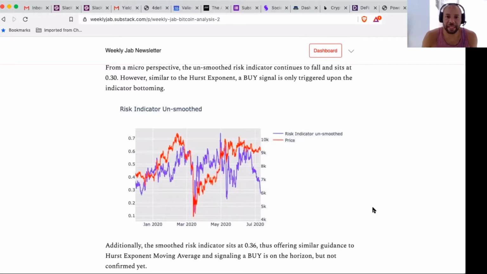Thus, yes, it is getting into a frame where a buy signal is looking more and more likely on the horizon, but we're not there. We're not there yet. We need it to bottom. We need it to stop declining and then ultimately begin to increase on the way up as well.